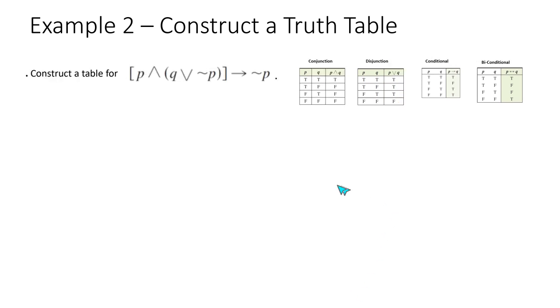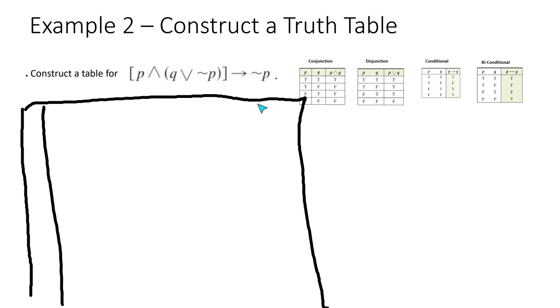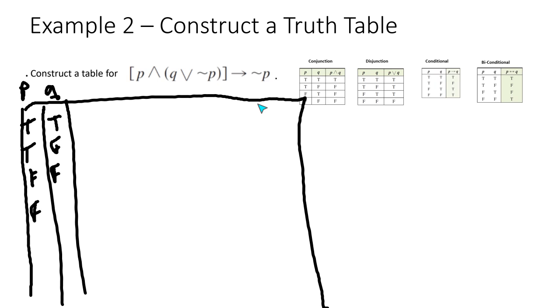Yeah, so now we have one with a conditional. Okay, so let's do that one. So let me go ahead and draw it here. And then next week we can do one with 3 statements, so P, Q, and R. So we have P and Q. So true, true, false, false, and then true, false, true, oops. All right, so false, true, and false.